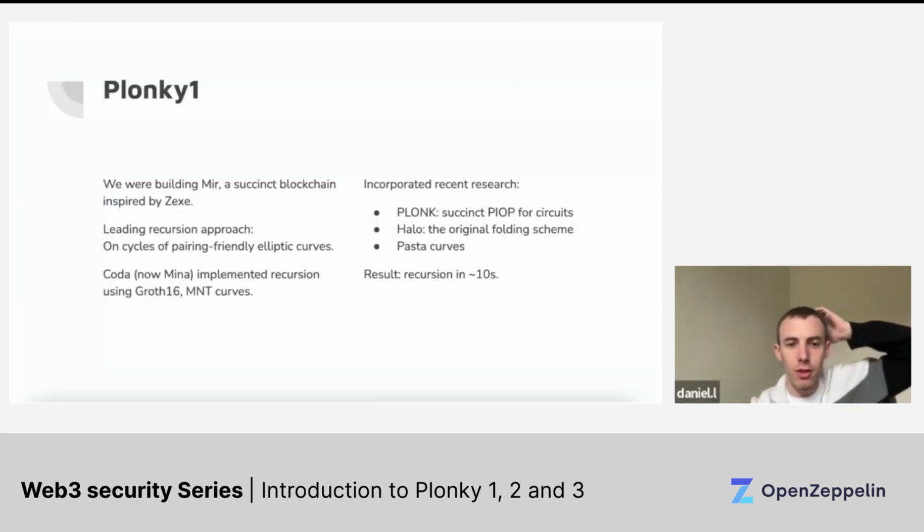So just to set the context with Plonky 1, we were working on this blockchain called Mir, which is a succinct chain that involved all kinds of recursive proofs. There was recursion similar to what ZK Sync does for one transaction, and then there were more recursive proofs to aggregate transaction proofs together. And at the time, we were struggling to figure out how to make this all practical.